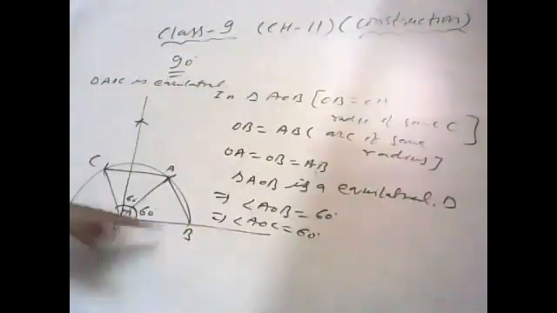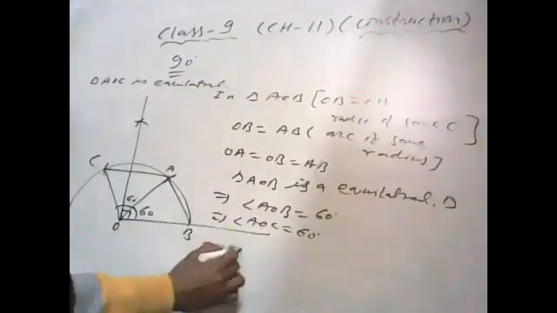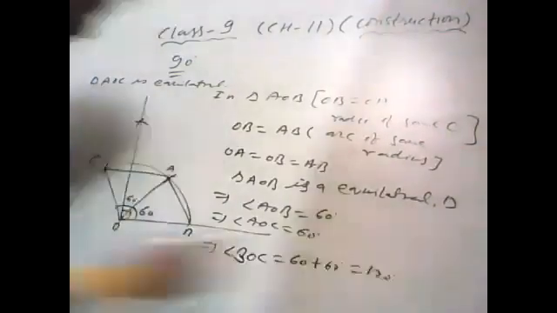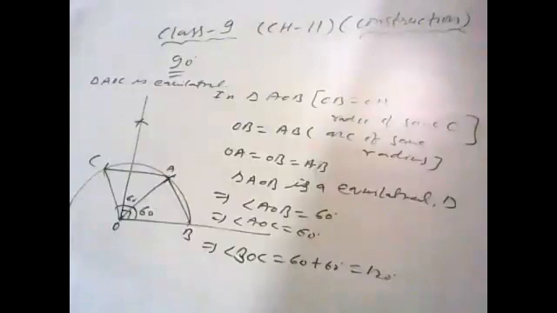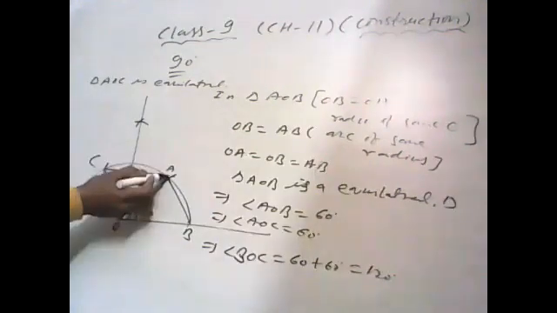It means what does angle BOC become? 60 plus 60, 120. So our angle BOC will be 60 plus 60, that is equal to 120 degree, angle BOA plus AOC. Yes or no? Any doubt? You can write in the chat box. Okay. Now, this is very important to justify the angle of 60 degree, and for that we proved these two triangles equilateral. Understand?